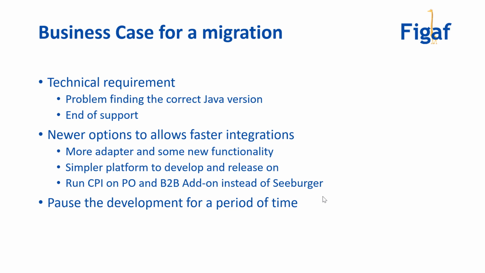CCBPM or BPM has some downsides, and CPI has some other things, but on some occasions it's a lot better. And then you get the B2B add-on instead of Seeburger for free, and I think that's also quite an important use case.